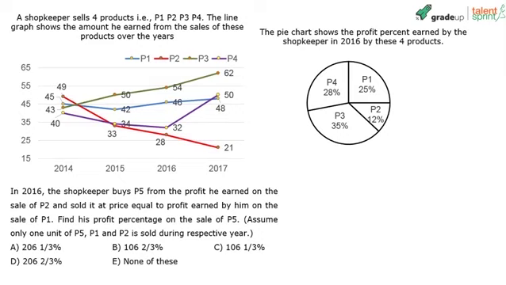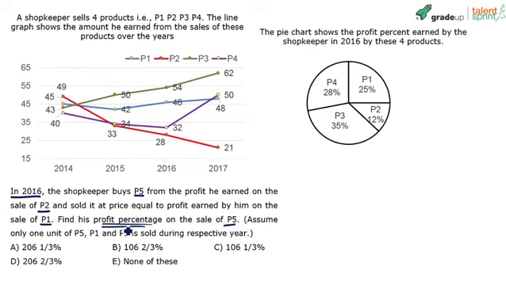Try it properly. So he says in 2016, the shopkeeper buys a new product 5, from the profit he earned on product 2 and sold it at a price equal to the profit he earned on product 1. So he's bought a new product. How did he buy the new product? From the profit he has earned on product 2, and he sold it at a price which is equal to the profit he earned on product 1. Find his profit percentage on the sale of product 5.